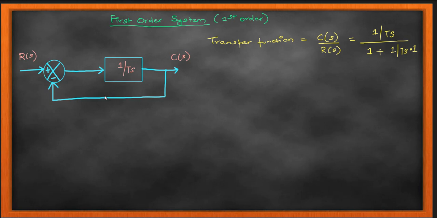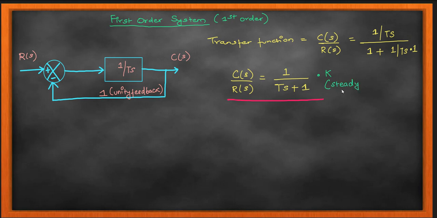Now what is our closed loop transfer function? So what is the transfer function C of S by R of S? And that is given by (1 by Ts) divided by (1 plus 1 by Ts into 1). Good. So now this is what we have as your closed loop transfer function, and that simplifies to 1 upon (Ts plus 1). So that is your first order transfer function. So the K, the gain, I'm keeping it as unity. We will come to that later. But now T is your time constant, and then the other thing, S is your Laplace S plane. So into K, I'm writing it as a steady state K.